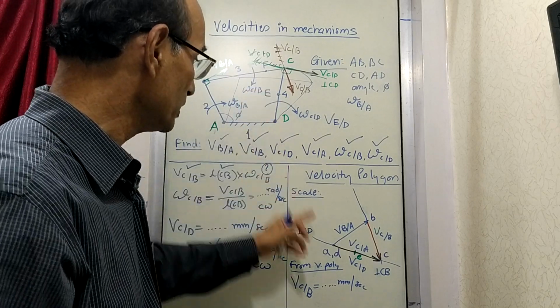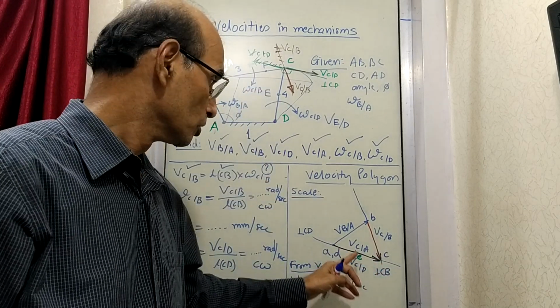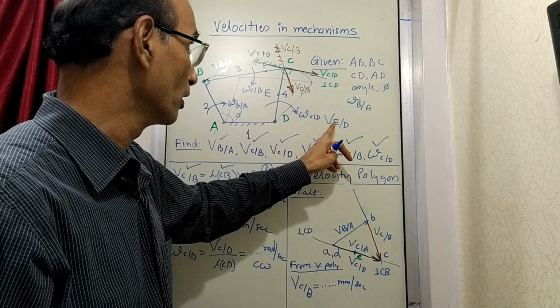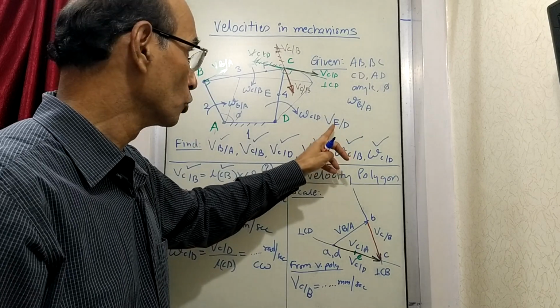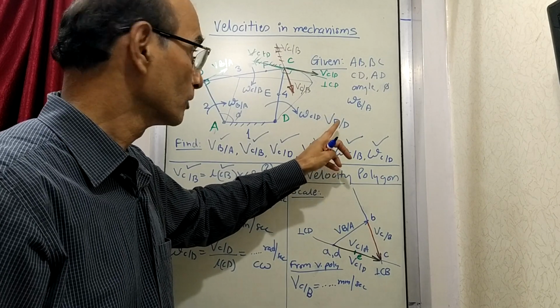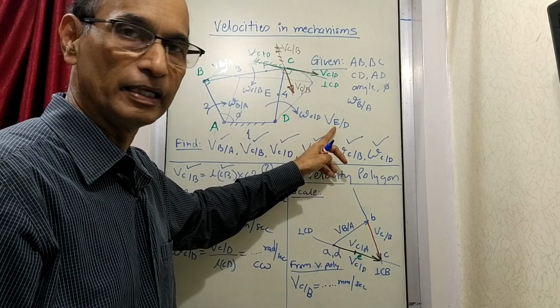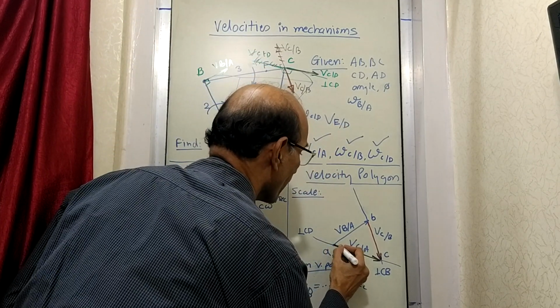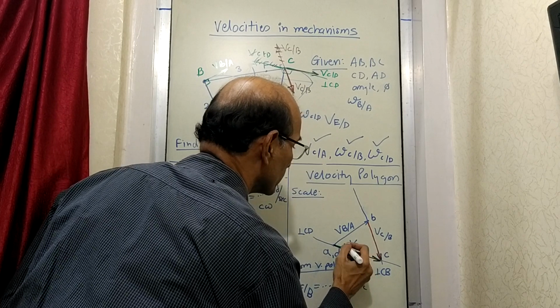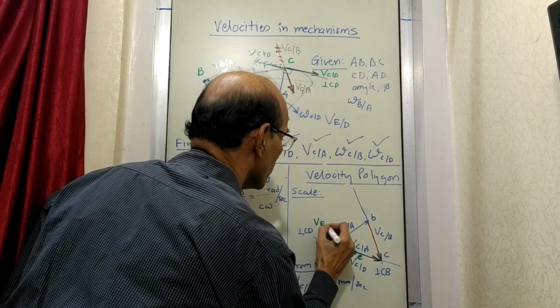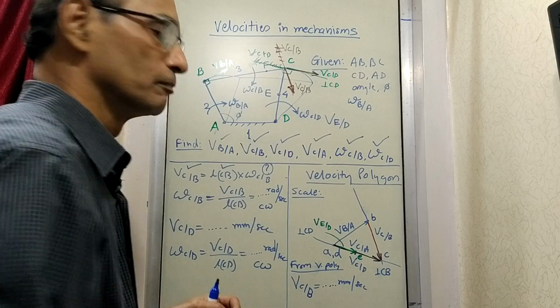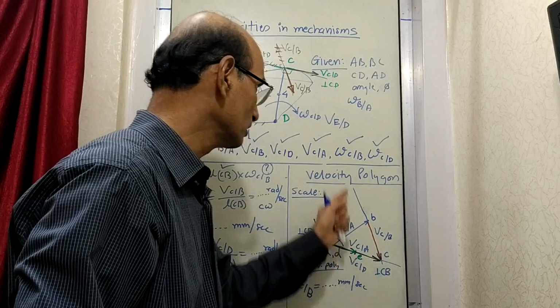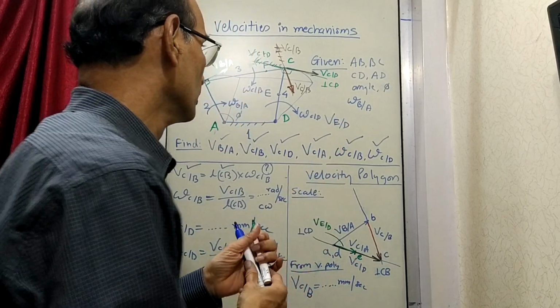Midpoint of CD here also. So now you are asked to find out velocity of E related to D. So the head of the vector will be at E and tail of the vector will be at D. So this becomes a vector E related to D. So if you measure this length, that is the answer of this question.